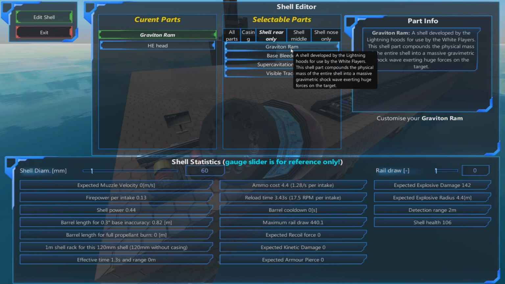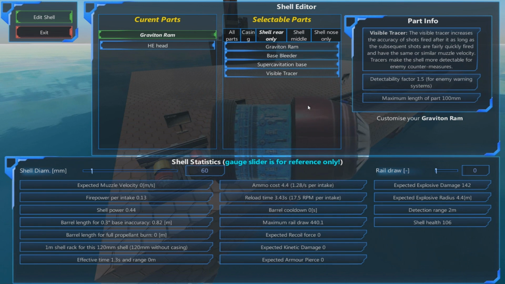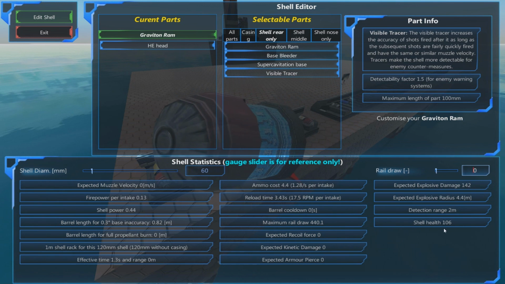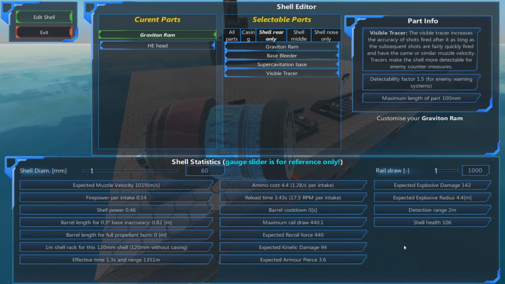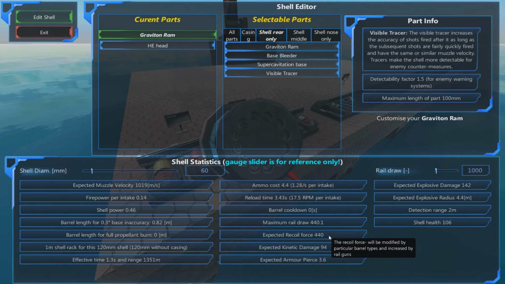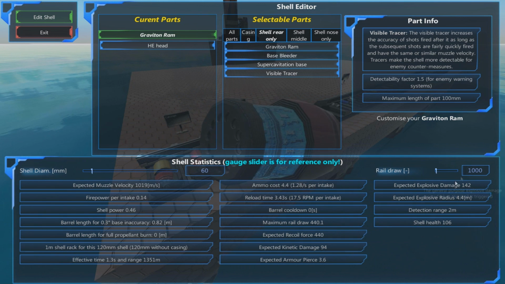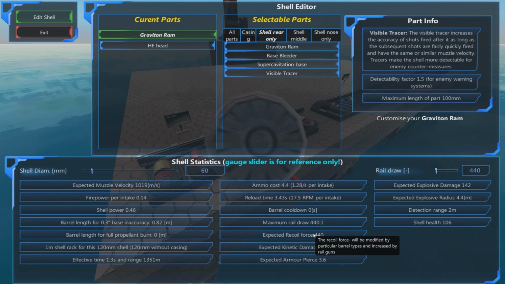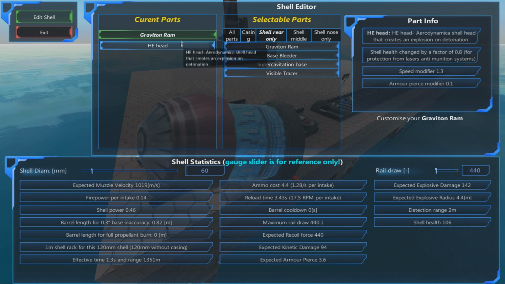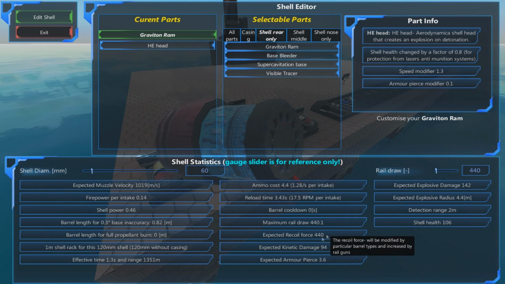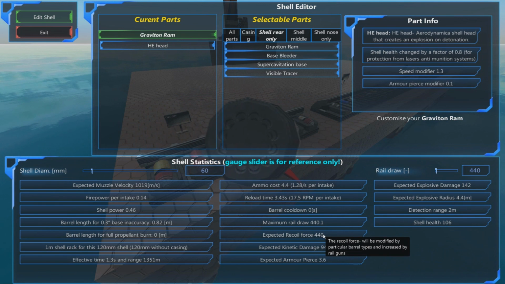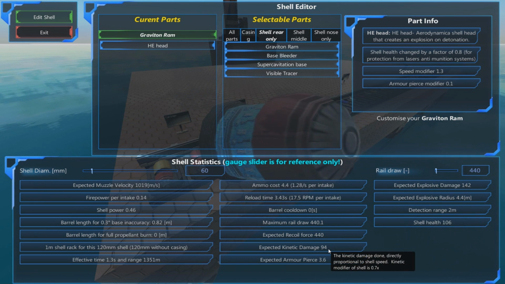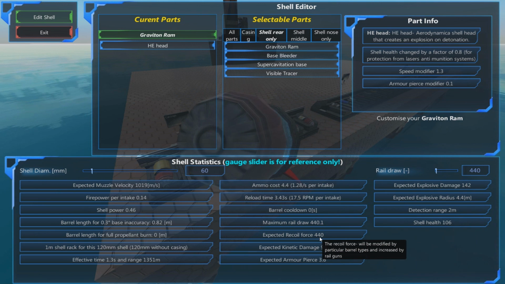Now, what that means is that the recoil force, which is here, by the way, so let's add some rail power back. It's got a recoil force of 440, which is exactly the same number as the maximum rail draw. So what that means is that if the shell hits something, it will exert this amount of force on it, and essentially it's shoving it. It's converting kinetic damage into motion.